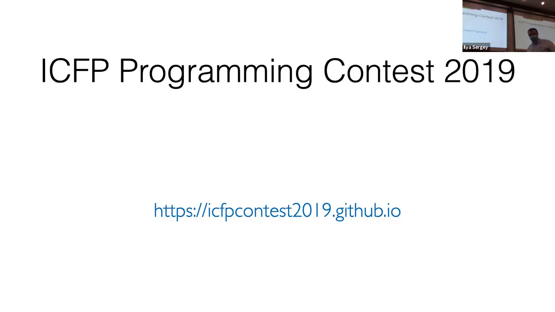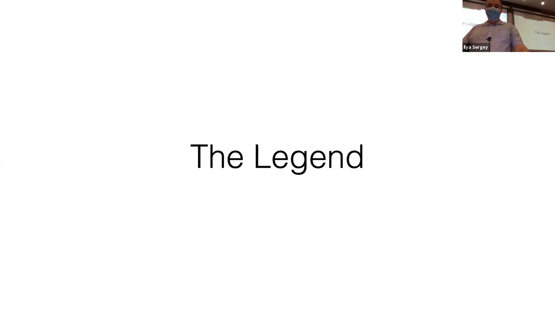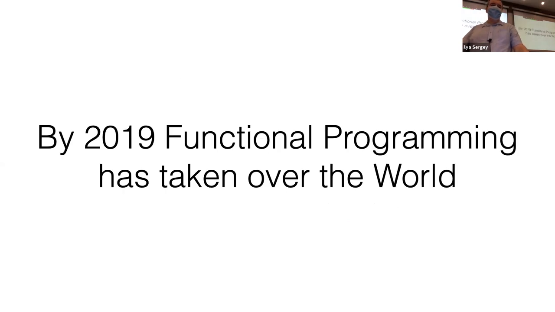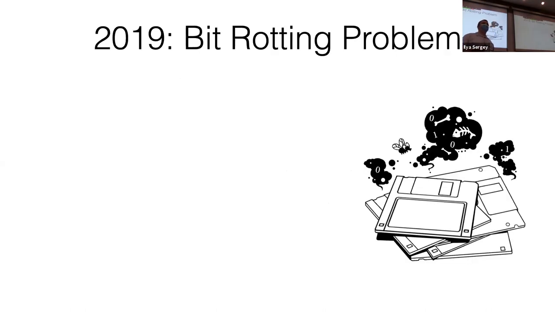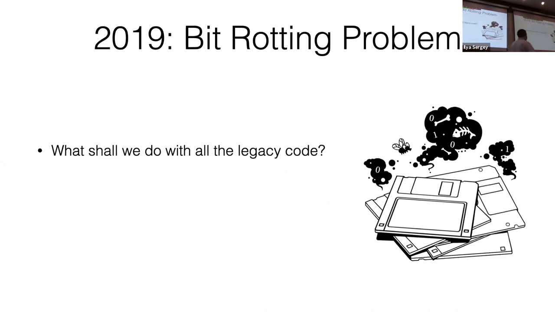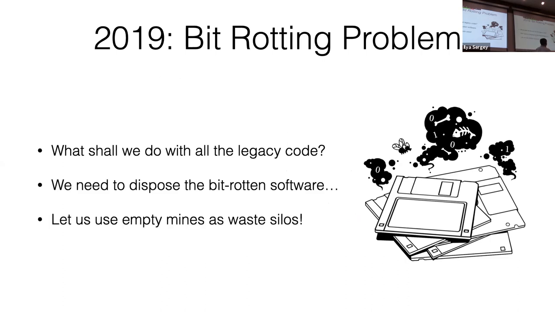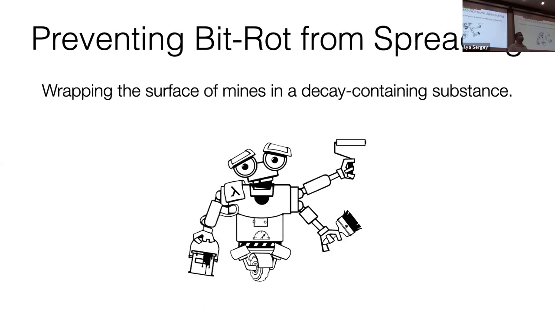In 2019, we organized this contest. And with the legend, we were not particularly original. Essentially we said, we are now in a world where functional programming has won, and we have all this rotten bit-rot code that is just smelly, so we need to put it somewhere. We are going to put it into the very same caves of Scotland where the lambdas have been mined, but we need to insulate those caves. So we are going to use robots who are going to wrap these caves in, I don't know, plastic wrap, for insulating. This is a robot, a picture that my wife did.